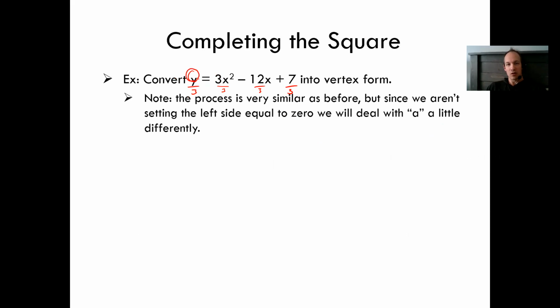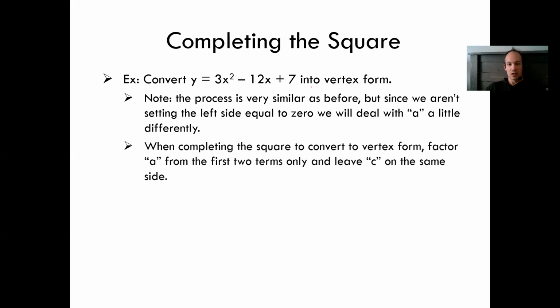When this was a 0, then there was no problem because 0 divided by 3 is 0. But if we just divide by 3, we're going to have this guy disappear, but now we're going to have y over 3, and that's not something we want. So instead of dividing everything by 3, we're actually going to do something a little similar, but just a tiny bit different. What we're going to do is we're going to factor a out from the first two terms only, and then we're going to leave c on the same side.